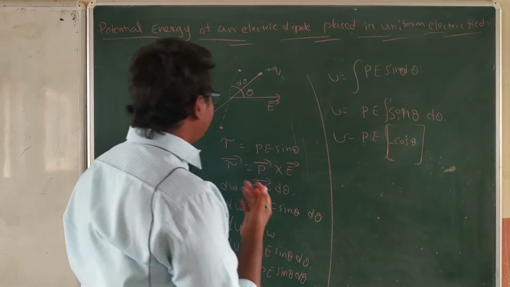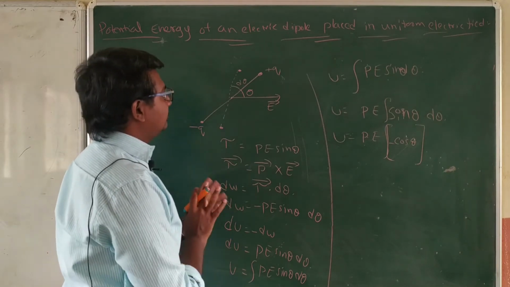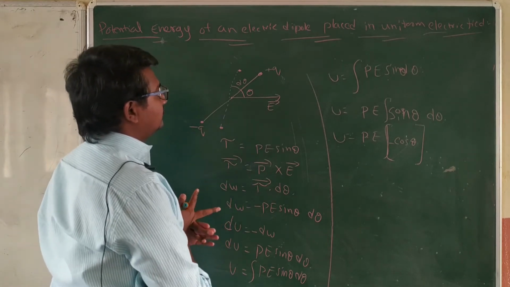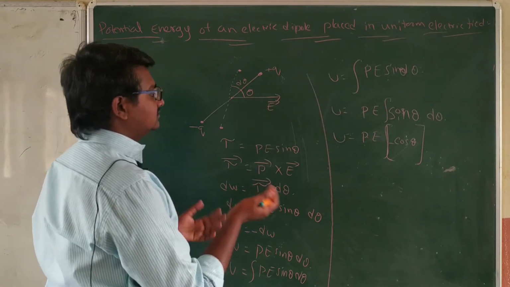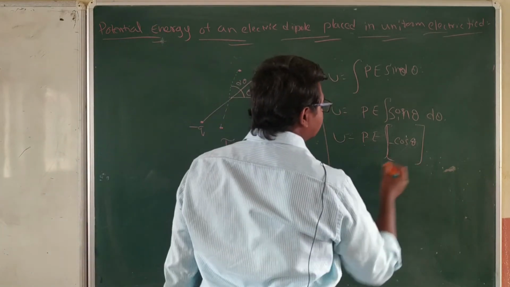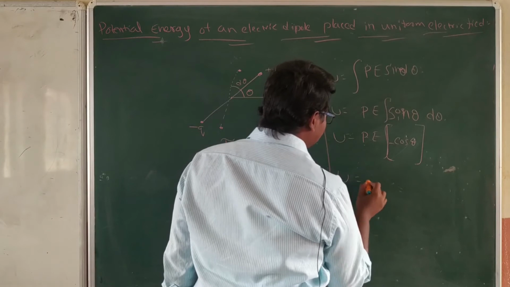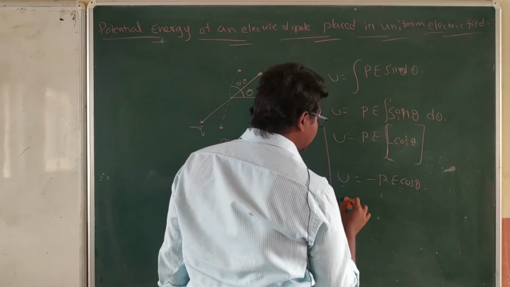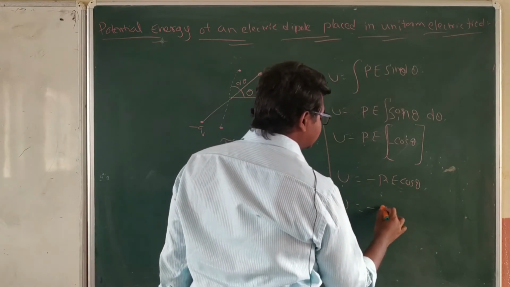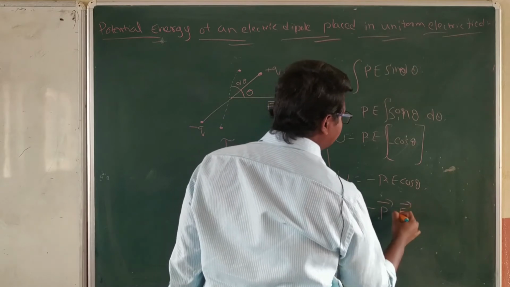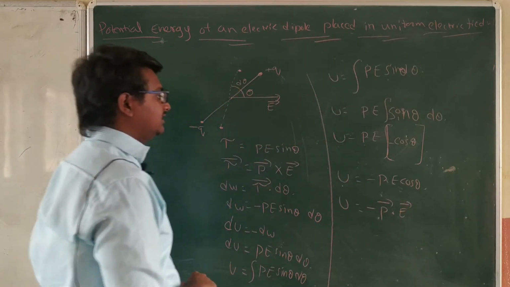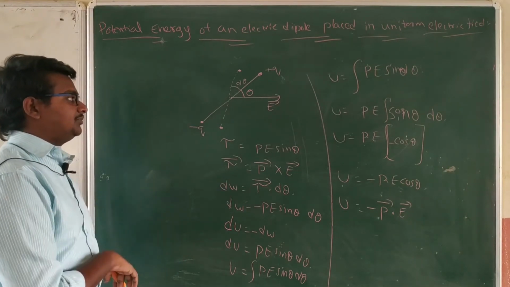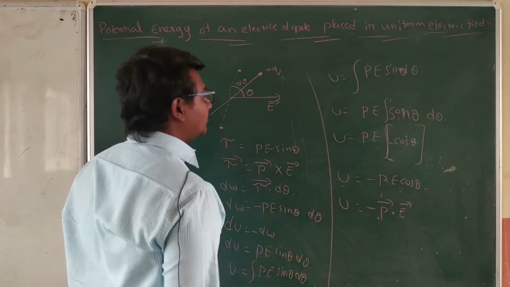Limits also we need to apply here, but this is a general derivation, so we are not applying the limits. If you consider the angle rotating from 0 to theta, we can take the values in such a manner. Here, U is equal to minus PE cos theta, that is, U is equal to minus P bar dot E bar, where U is the potential energy of the electric dipole.